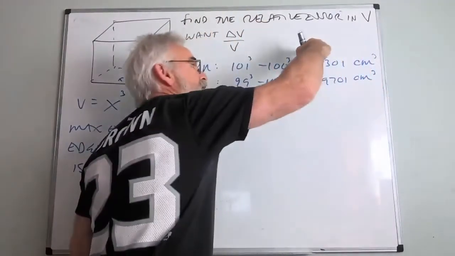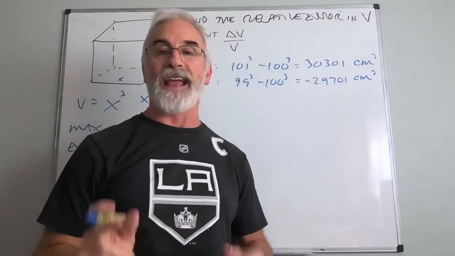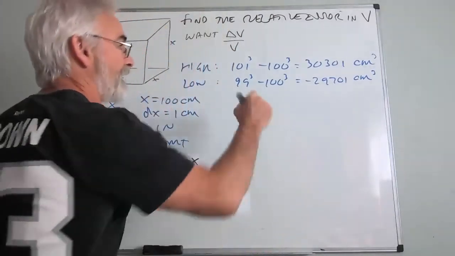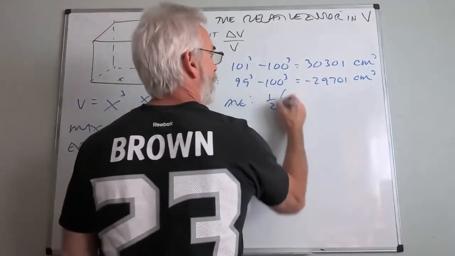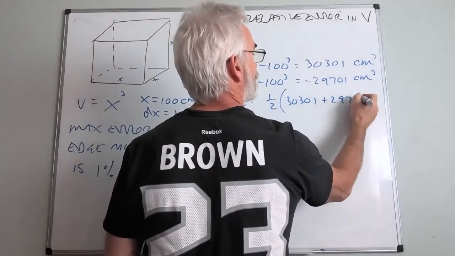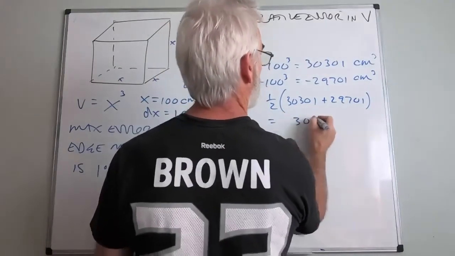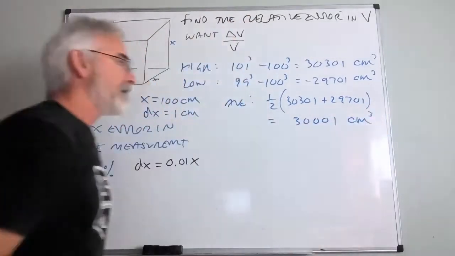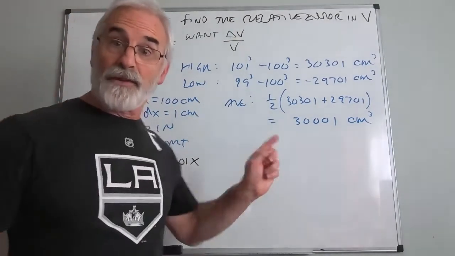Now, I don't average the positive and the negative because then that would average to almost 0. No. How much am I off? You take the absolute value and average them. So if I consider the extremes, then the average would be half of 30,301 plus 29,701. And that would give me 30,001. So we'd say then the maximum error I'm going to expect to see would be that much.